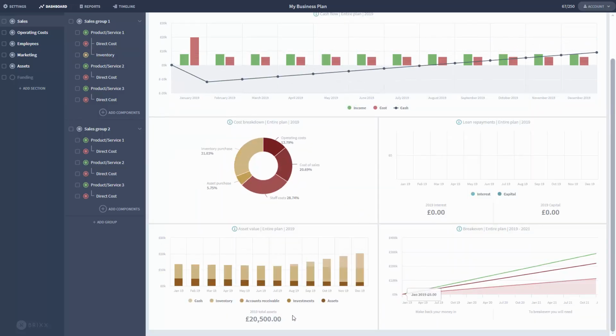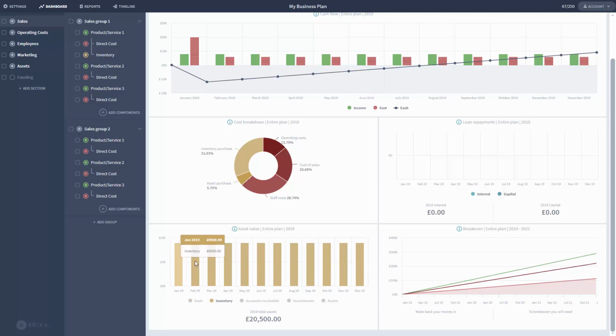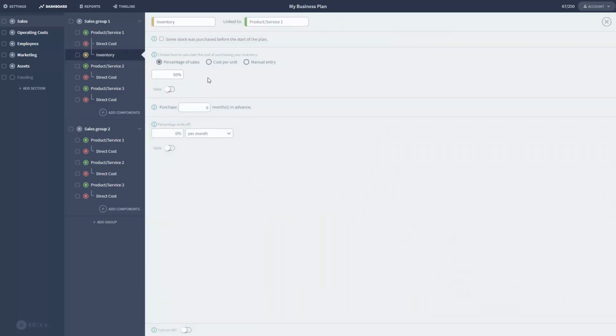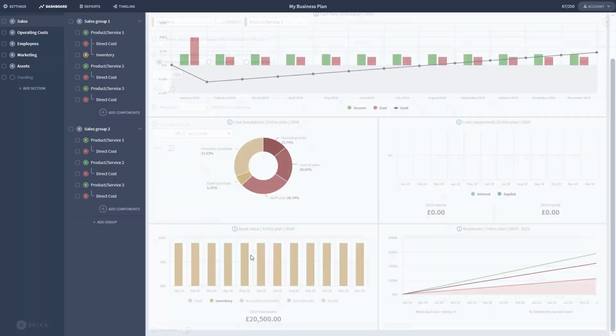Yep, here we go. So I'll turn off all the other items except inventory so you can see that. You can see the inventory amount held on your balance sheet now, and that's how much we had to buy to cover the income that we're selling. And it will stay at that value, because the way this component works is that it's always purchasing enough to cover your sales, so that you'll always have that amount of inventory each month.